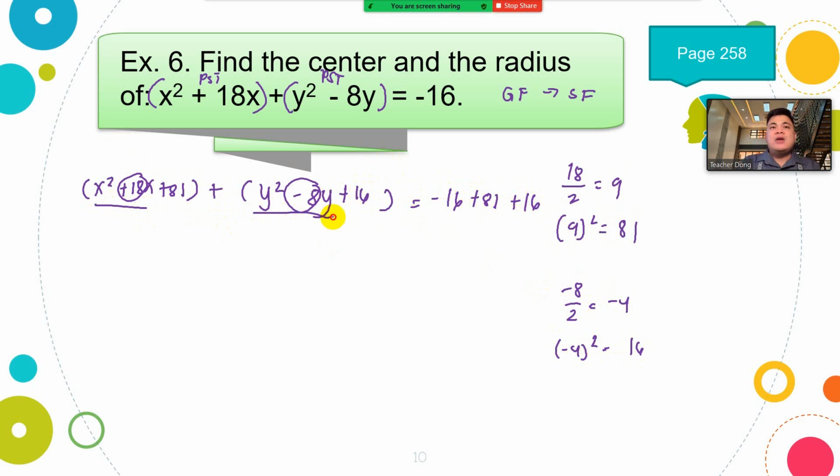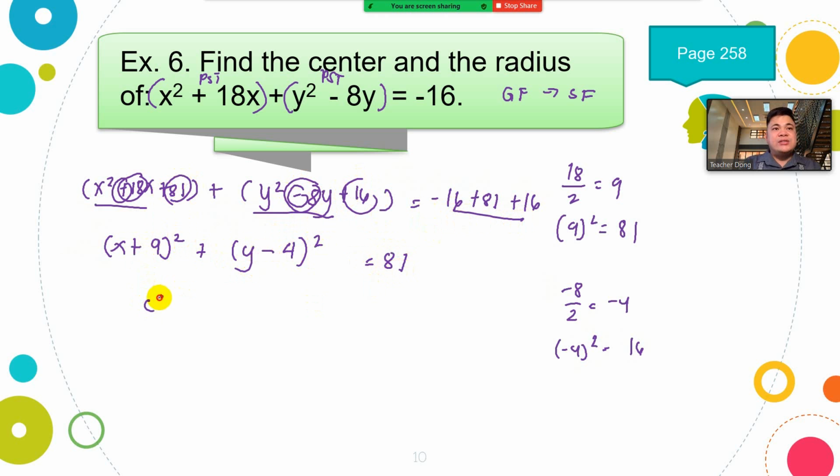So can we now factor? Yes. So x squared plus 18x plus 81 is now x, sign of the middle term plus, square root of 81 is 9, squared, plus y, sign of the middle term negative, and then square root of 16 is 4, squared. Then negative 16 plus 81 plus 16 is just simply 81.